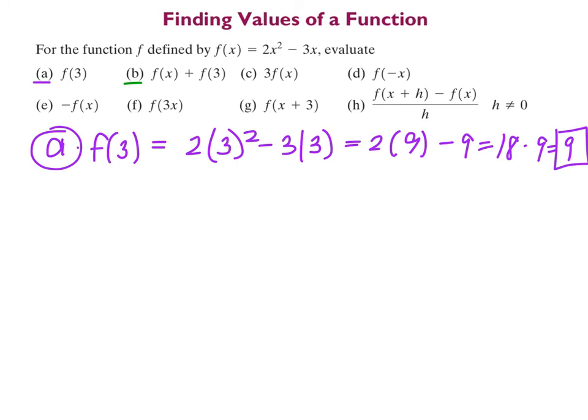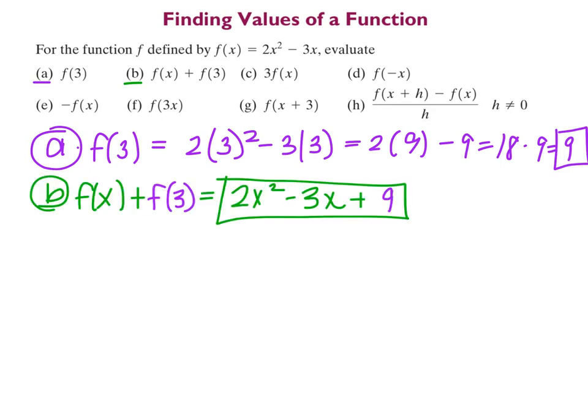So for part A, which I'm sure you've done before, but to remind you, when we have f of 3, 3 is going to be my input or my x value. So every time I see an x, that's where I'm going to put 3. So 2 times 3 squared minus 3 times 3, and that ends up being 9.